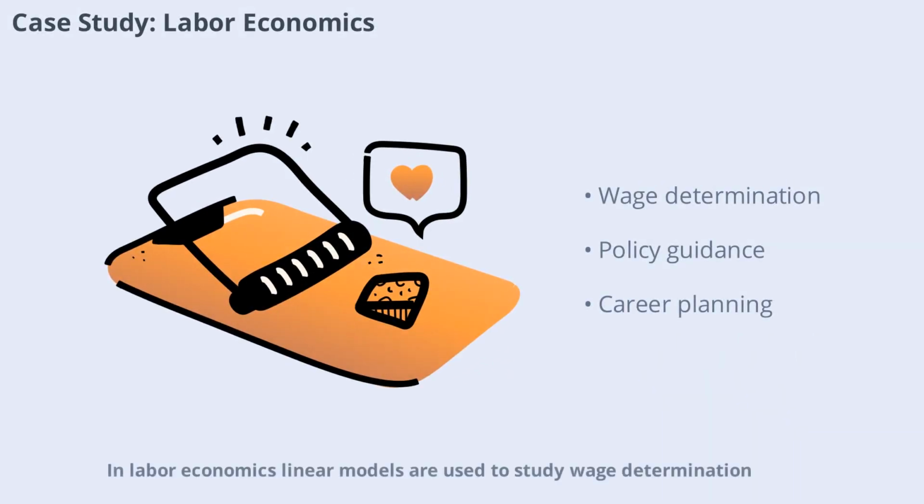In labor economics, linear models are used to study wage determination. By analyzing data on education, experience, and industry, economists can estimate how each factor contributes to wages. This helps identify wage gaps, inform policy, and guide career decisions. Linear modeling provides a clear, evidence-based approach to understanding labor markets.